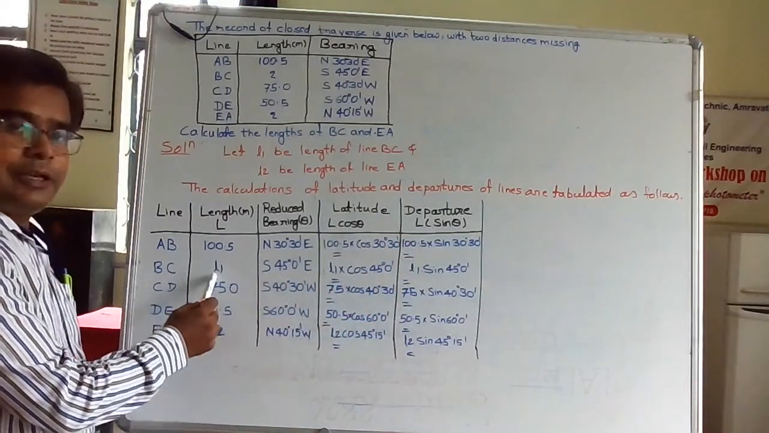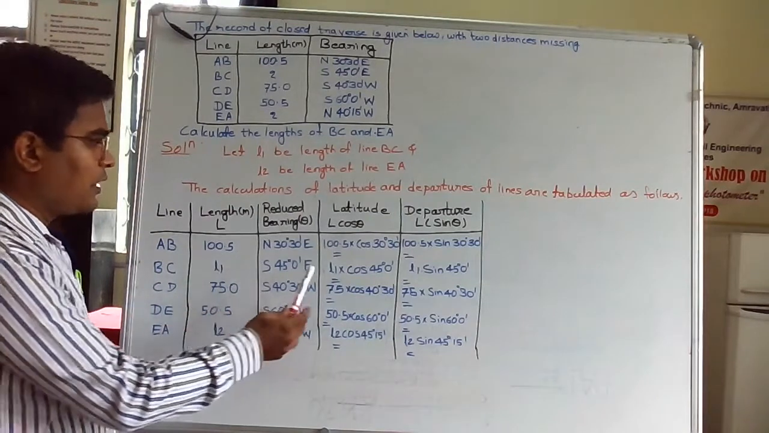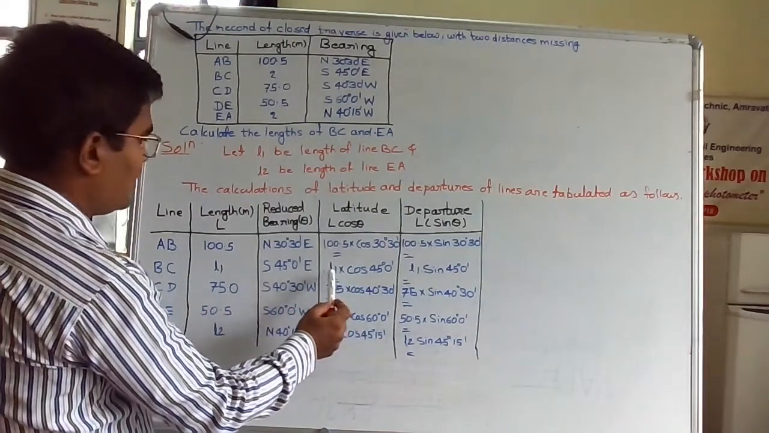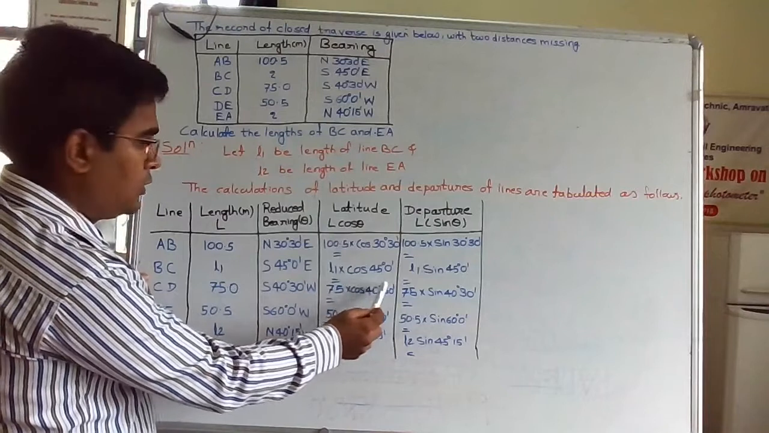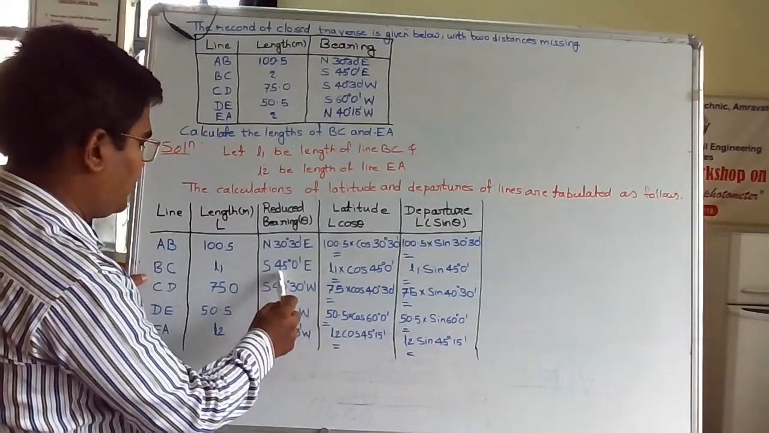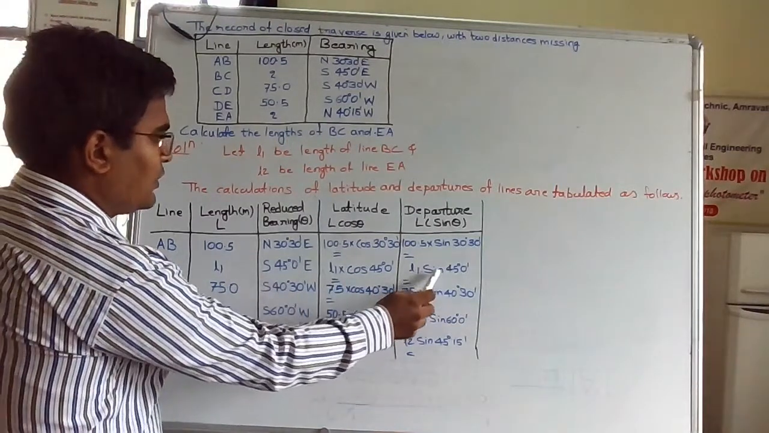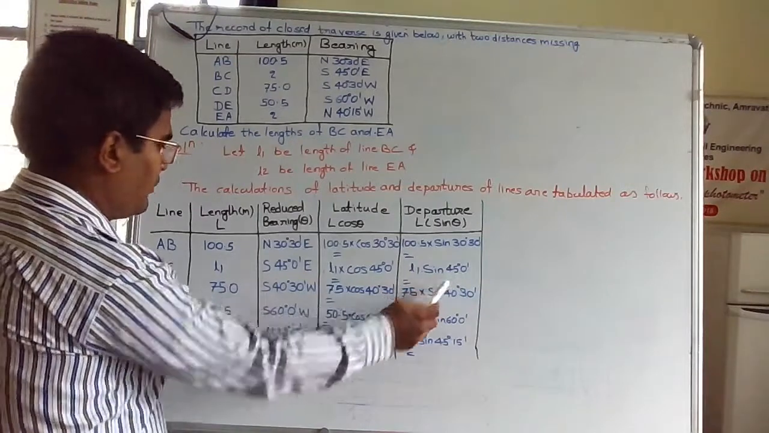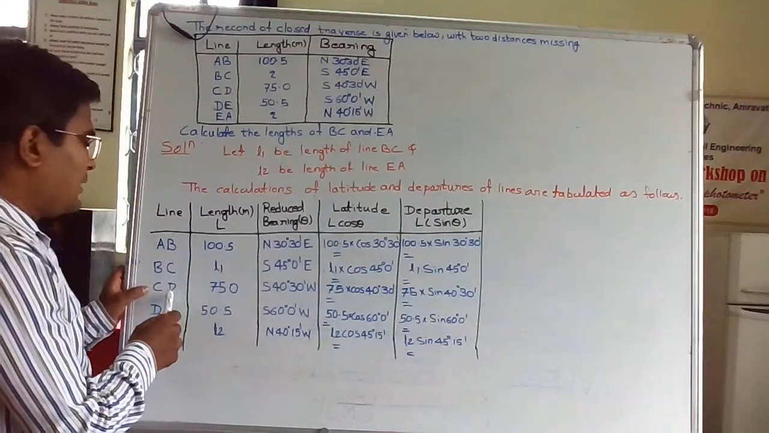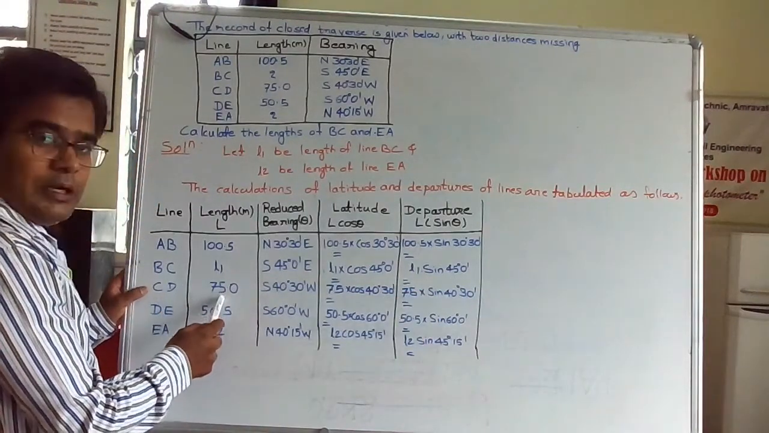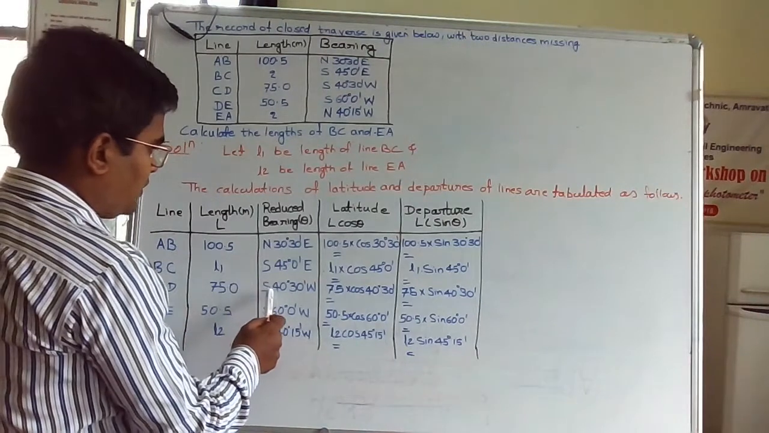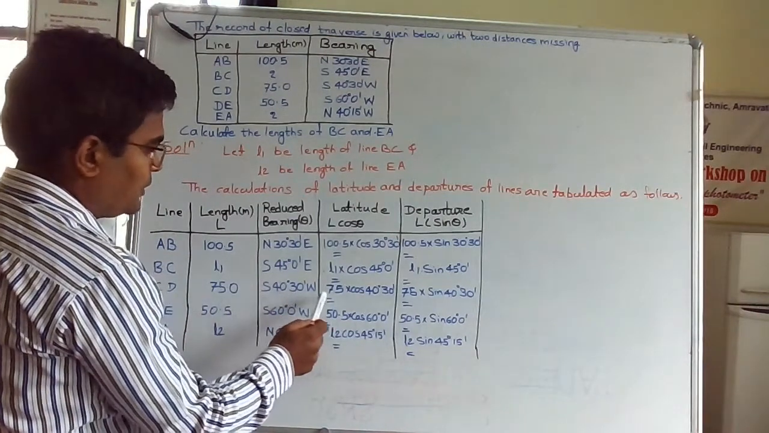Then next is line BC. Here we have assumed the length as L1. The latitude we can write as L1 into cos of the angle, 45 degrees, and the departure as L1 into sin of 45 degrees. Then the next line is line CD. The length is 75 meters and the reduced bearing is south 40 degrees 30 minutes west.